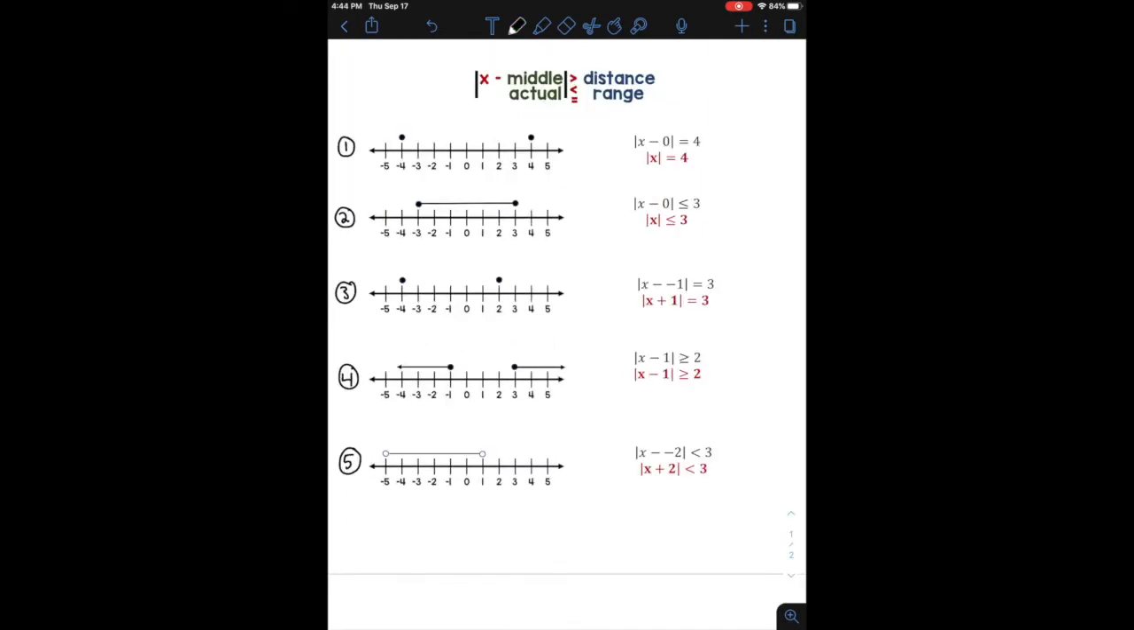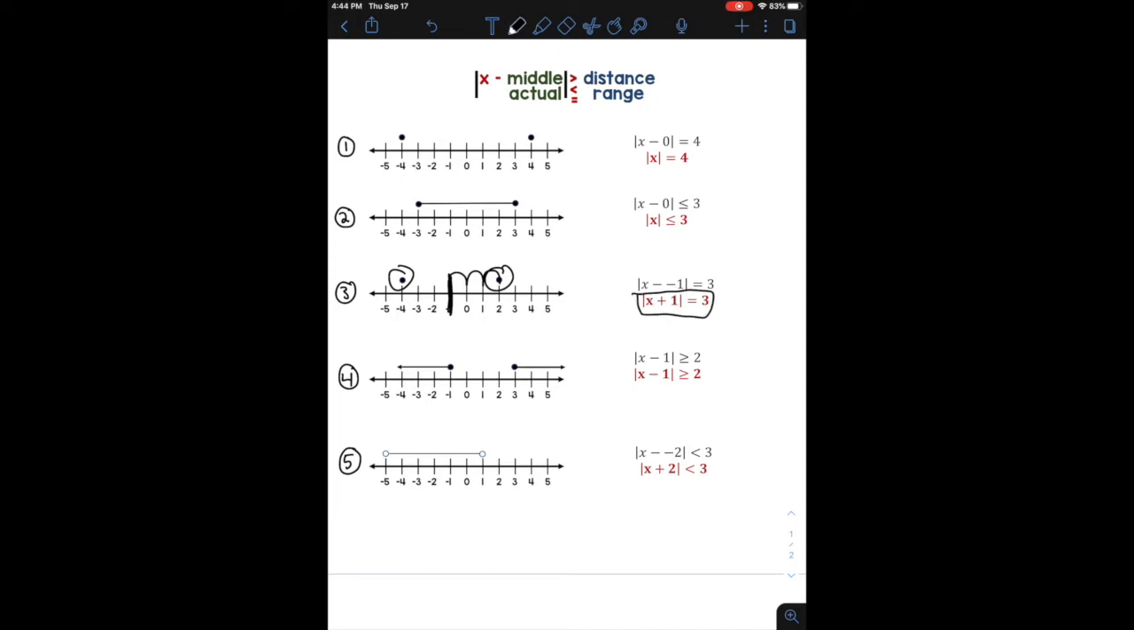Here are the answers for number 3 and number 5. Number 3 is similar to number 1, where there's 2 exact numbers. The middle number is going to be -1, so in your absolute value signs, you're going to have x minus -1. And for your answer, you would simplify that to the absolute value of x plus 1. Since it's only 2 exact solutions, there's no arrows or lines in between. I know it's an equation similar to number 1. And the distance from the middle value to the solutions is 3. So we're left with the absolute value of x plus 1 equals 3.